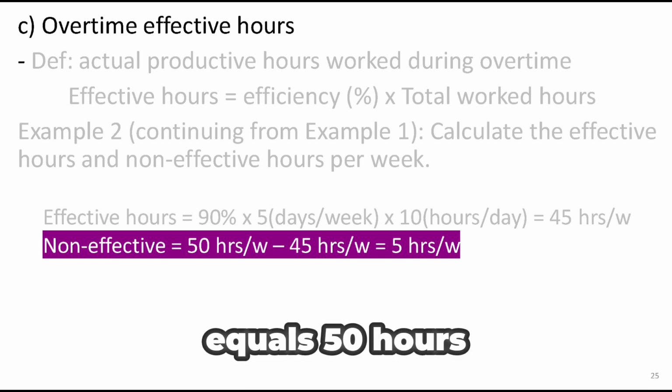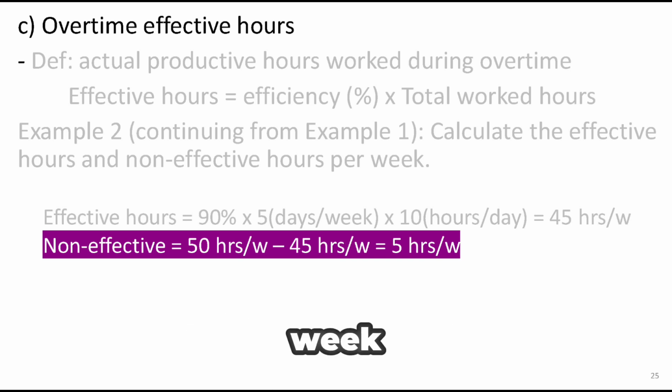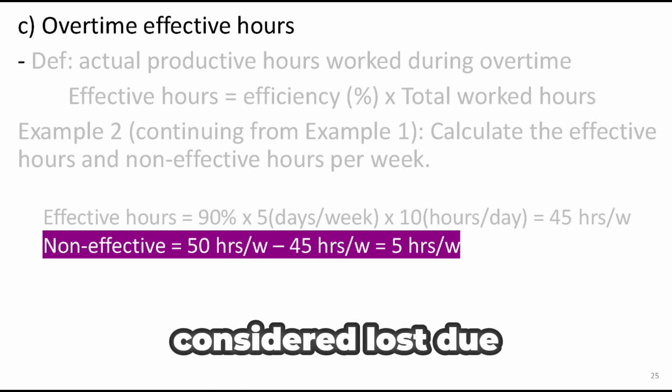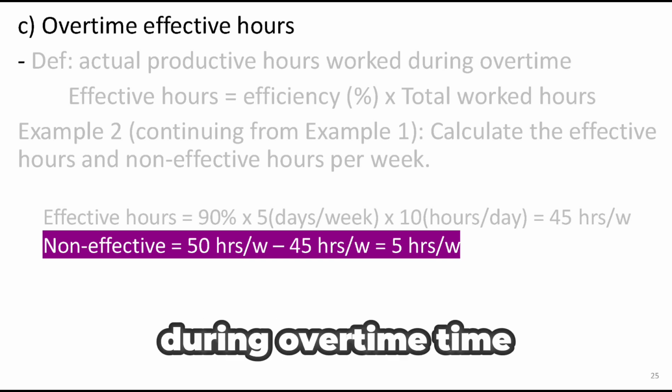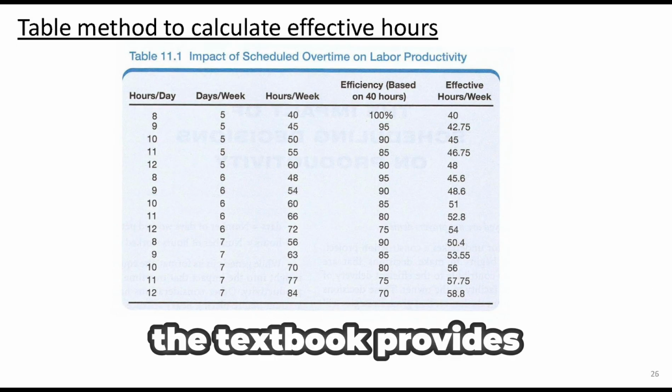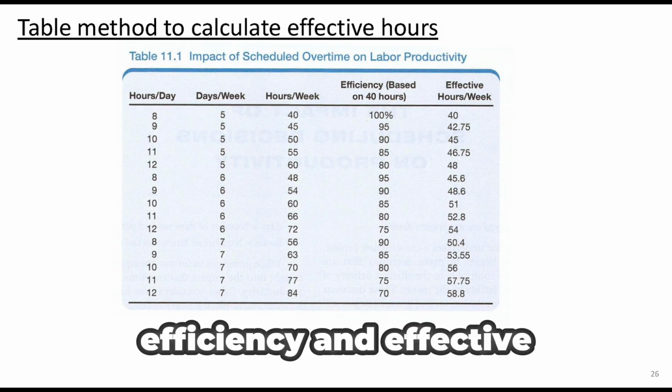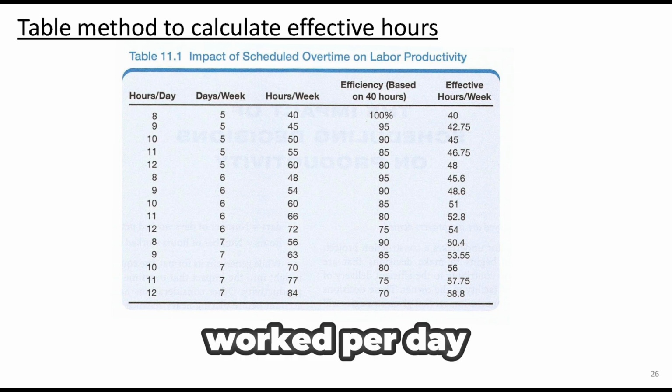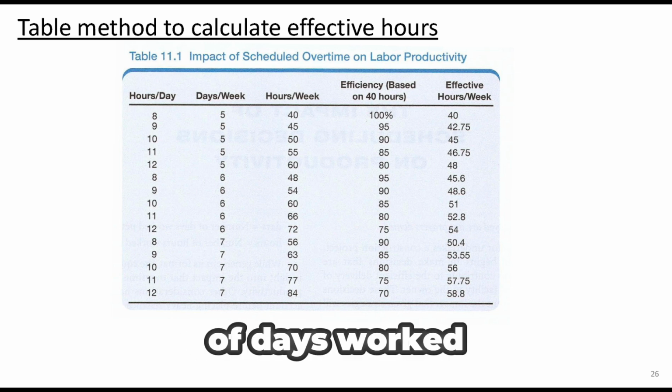Non-effective hours equals 50 hours minus 45 hours. This gives us 5 hours per week. So 5 hours each week are considered lost due to reduced efficiency during overtime, time that's being paid for but not fully productive. Table 11.1 in the textbook provides the overtime efficiency and effective hours based on the number of hours worked per day and the number of days worked per week.